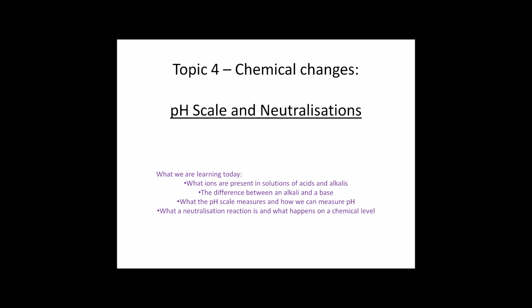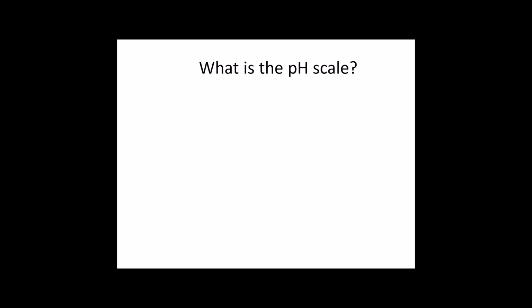So what we're looking at today is everything to do with pH and neutralizations for the AQA GCSE course. We're going to look at what ions are present in solutions of acid and alkalis. We're going to look at the difference between an alkali and a base. We're going to look at what the pH scale measures and how we can measure pH a little bit, and also what a neutralization reaction is and what's happening on a chemical level. Okay, so this is everything that you will need to know for the exams.